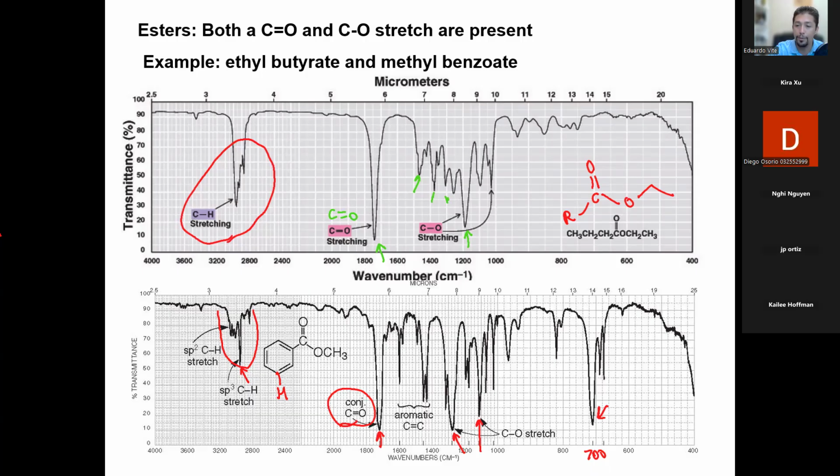We don't look at the fingerprint region unless we have no hope. So don't label this one. And then between 1400 and 1600, or at 1500-ish, you see the aromatic carbon-carbon double bond peaks. Very, very sharp peaks. But again, you know what your structure looks like before you go in there. So you use that to help you pick the peaks.